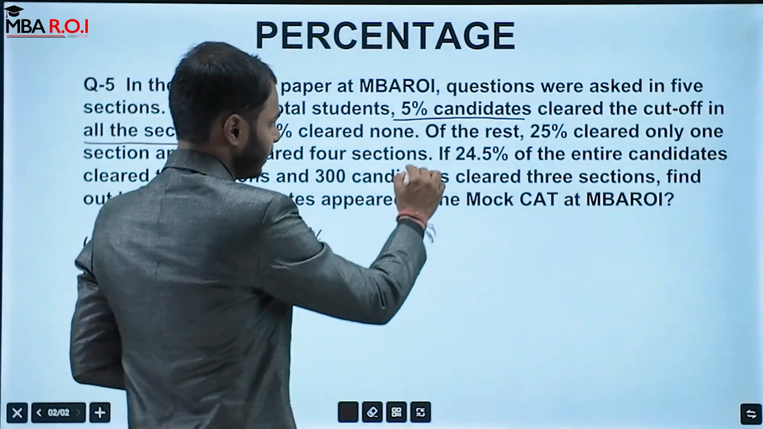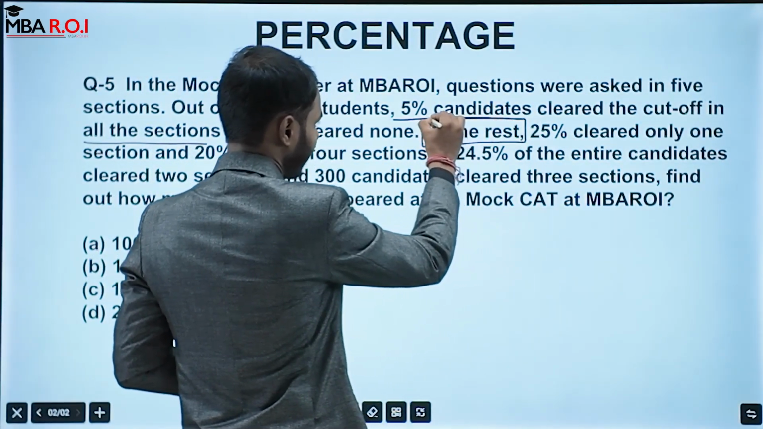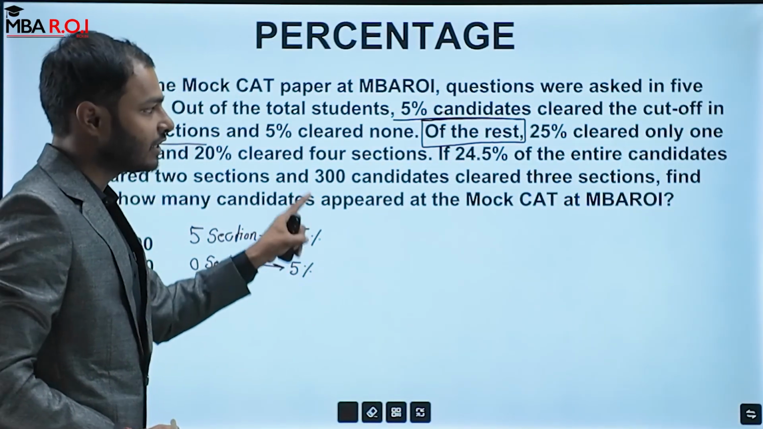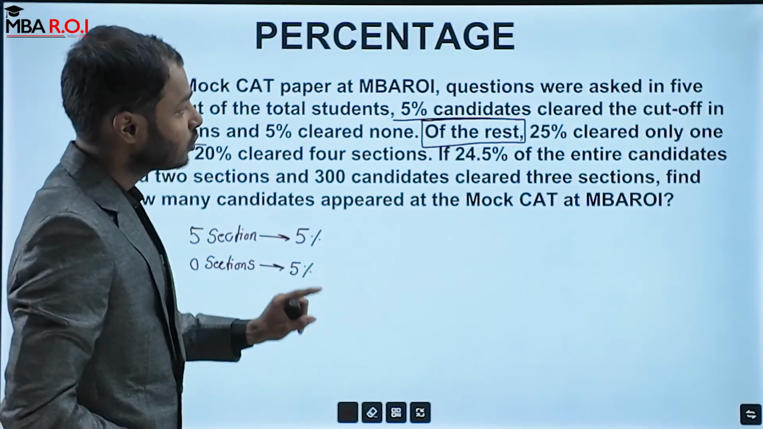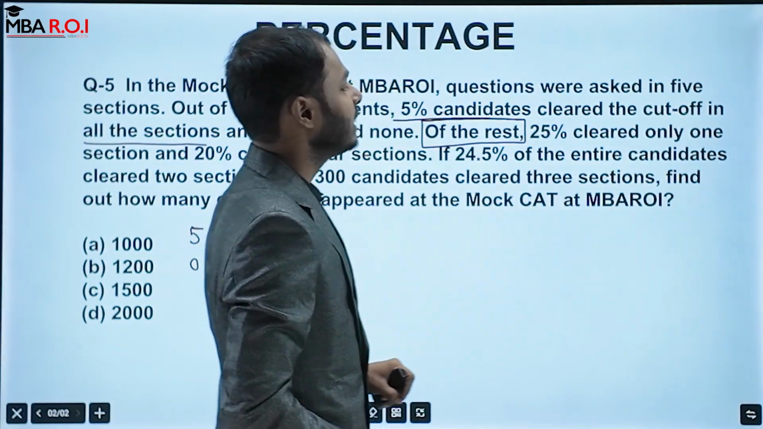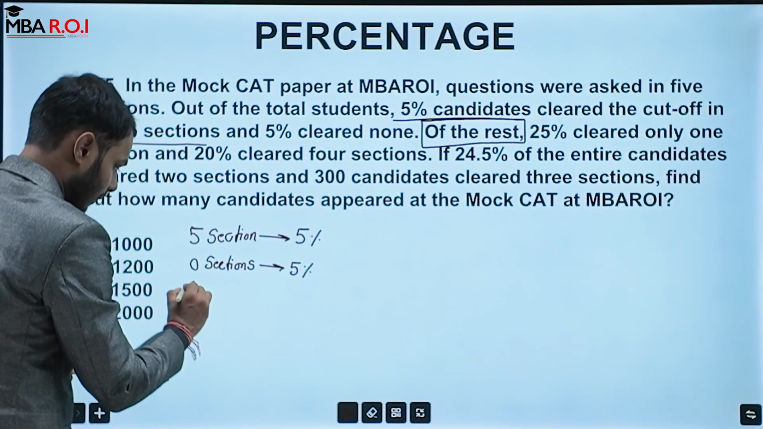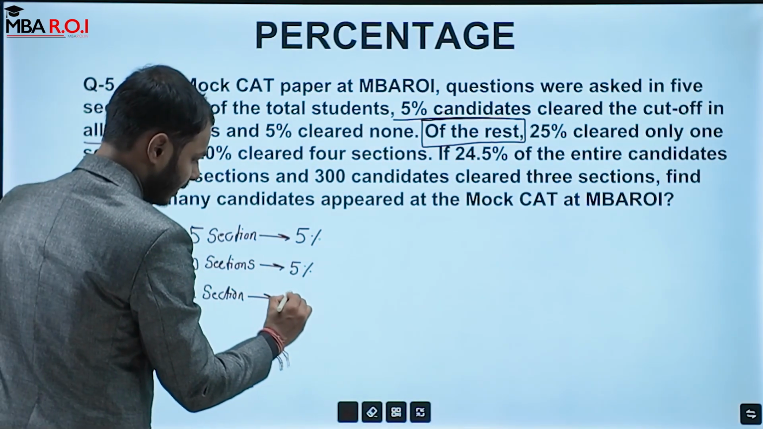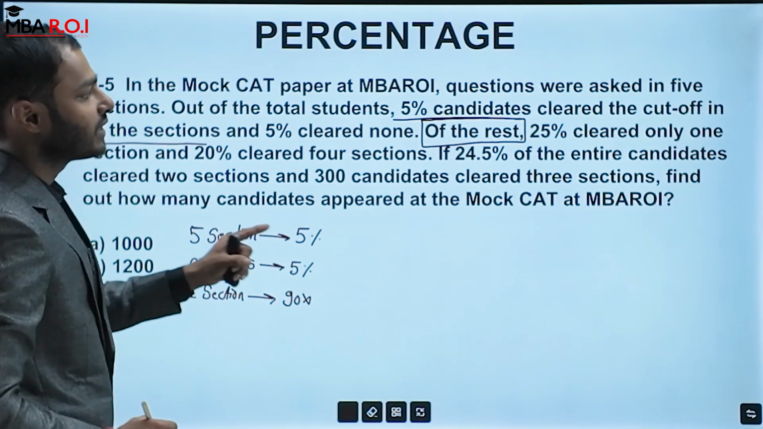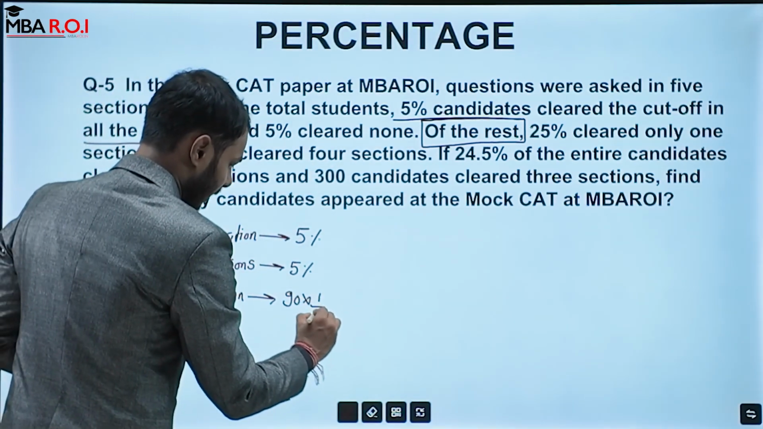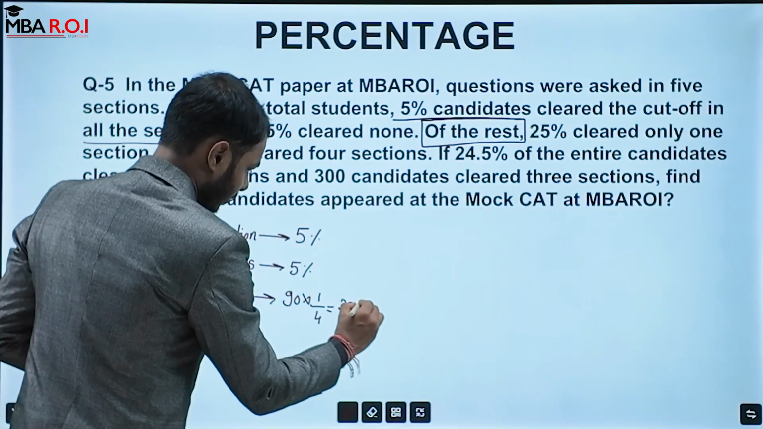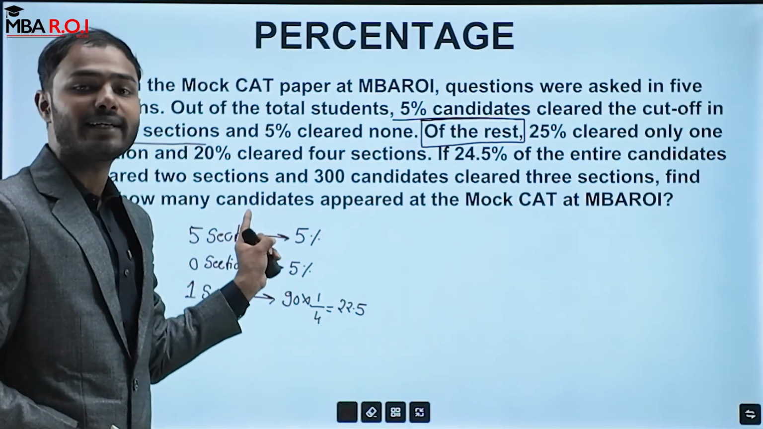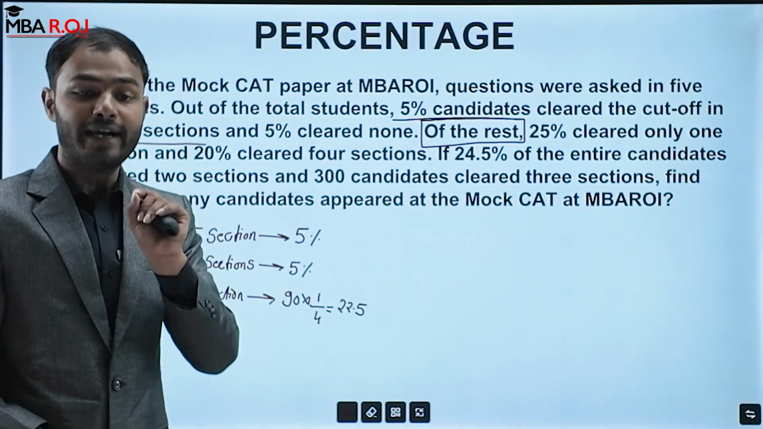Next is, of the rest. So this is very important. Of the rest means of the rest of the people: out of 100%, 10% are already under consideration. Now how many are the rest? Rest are 90%. So out of 90%, 25% cleared only one section. So one section was cleared by how many? Question is saying 25%. 25% means 1/4. So this will be 22.5%. So this 25% we should not consider for the exact 100%. We should have considered it for the rest, 90%.